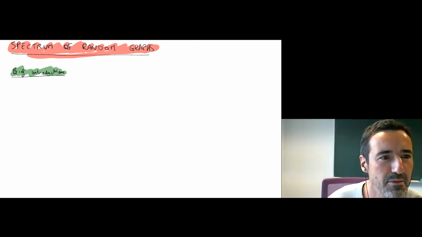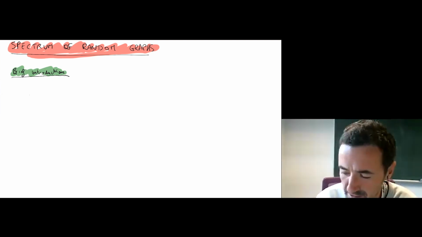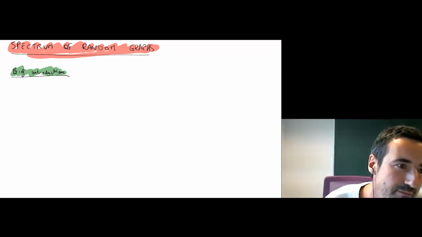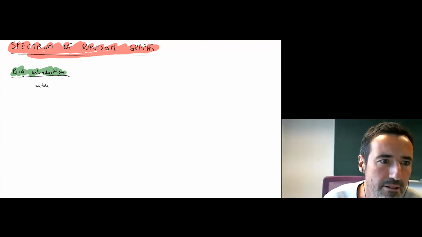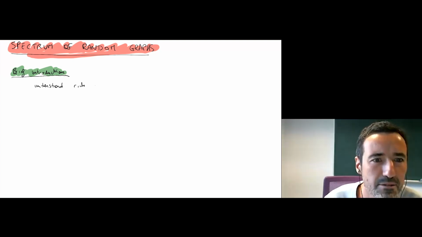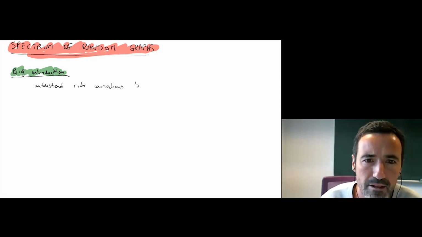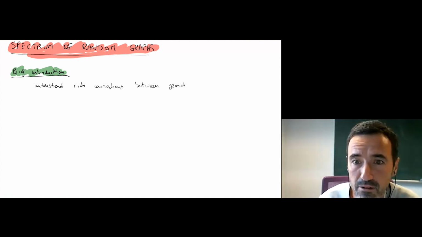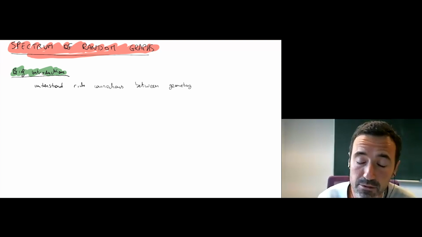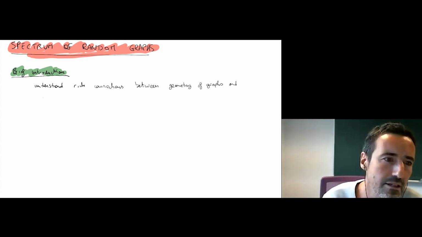Okay. So what will we study during this course? We'll try to understand the rich connections between a combinatorial structure like a graph, and in particular its geometry, and the properties of the spectrum of operators that you can define on it. So we try to understand the connection between the geometry of graphs and their spectrum.